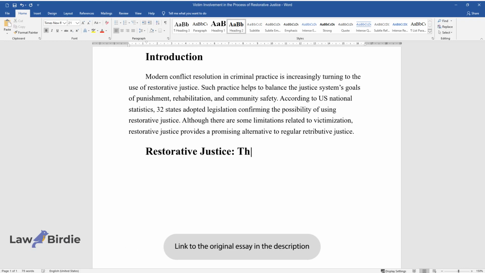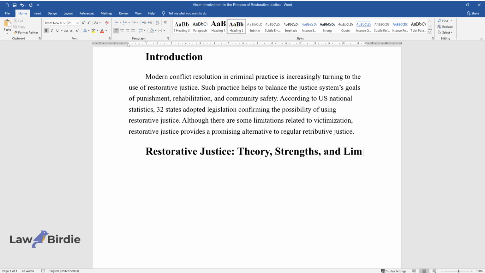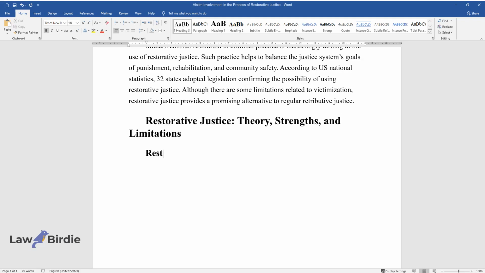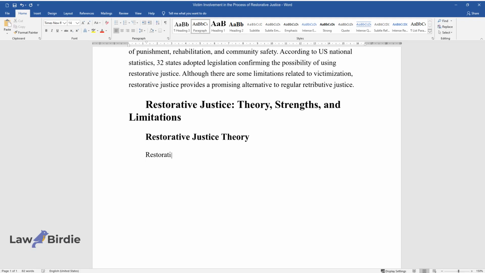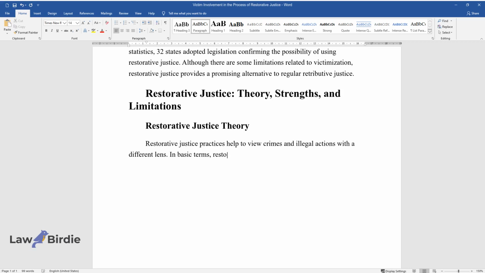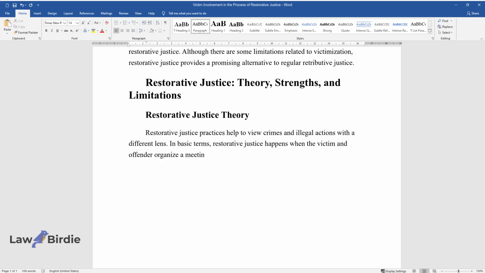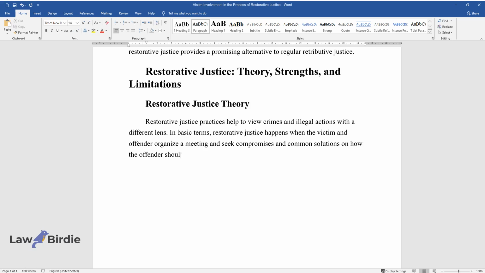Restorative justice: theory, strengths, and limitations. Restorative justice theory. Restorative justice practices help to view crimes and illegal actions with a different lens. In basic terms, restorative justice happens when the victim and offender organize a meeting and seek compromises and common solutions on how the offender should repair the harm.